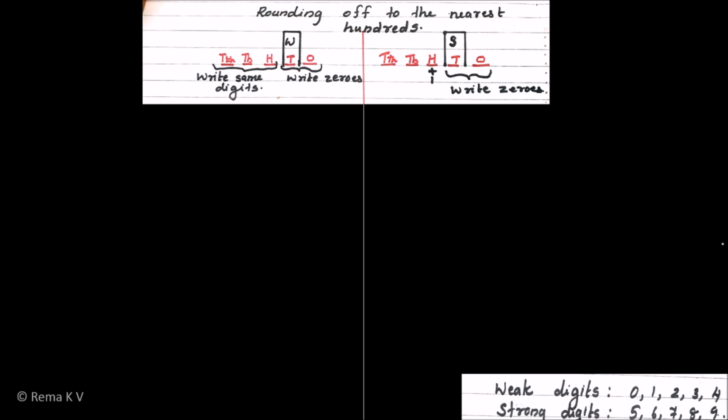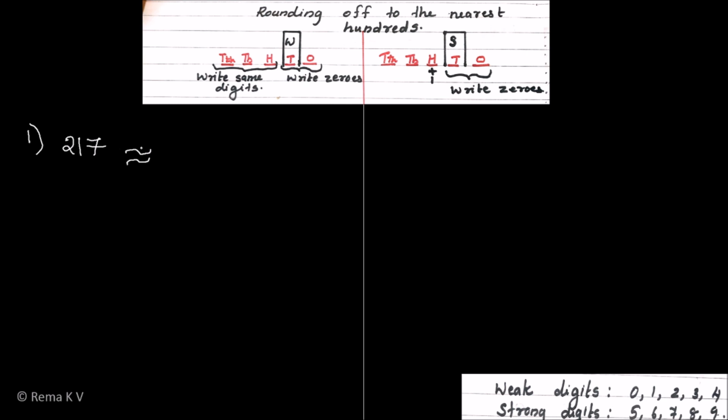Let us do some examples now. Let us write the first one. Consider the number 217. This 217 is rounded off to... This is the symbol for rounded off to.